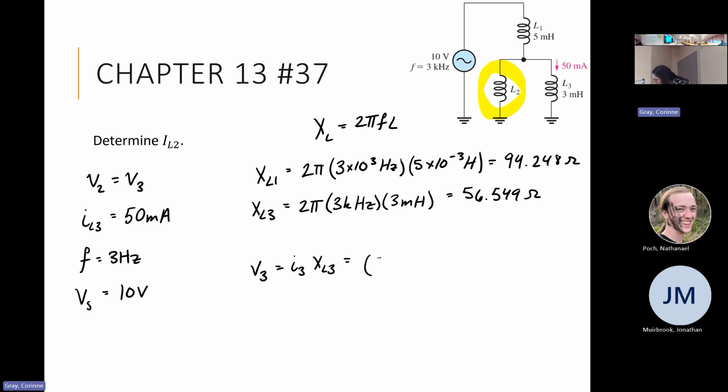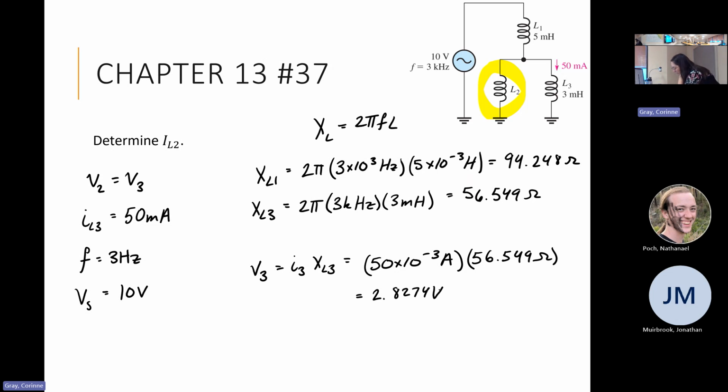So we'll have our 50 times 10 to the negative 3 amps times our 56.549 ohms, which is going to get us 2.8274 volts. This is the instantaneous voltage for both 2 and 3, because we know that 2 is in parallel with 3, so they have the same voltage.